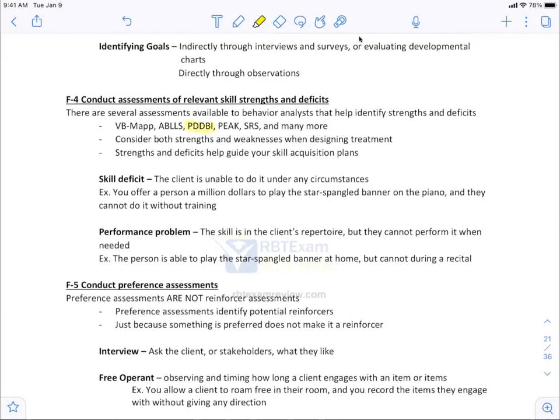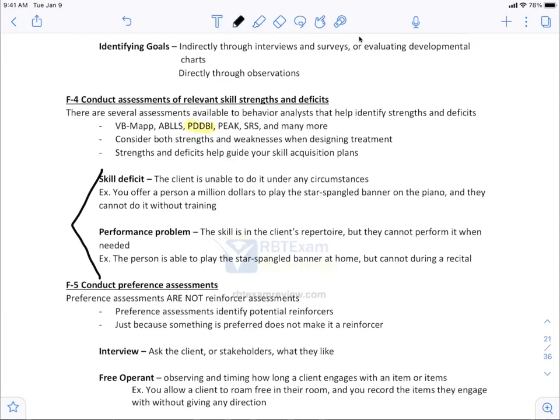Consider both strengths and weaknesses when designing treatment. Strengths and deficits help guide your skill acquisition plans. So a pretty good rule of thumb, right, to ask yourself, whenever you identify a behavior or a skill from an assessment, we want to know, is there a skill deficit or is it just a performance problem? Meaning, a skill deficit, the client is unable to do it under any circumstances. No matter what, you would not be able to do that skill.